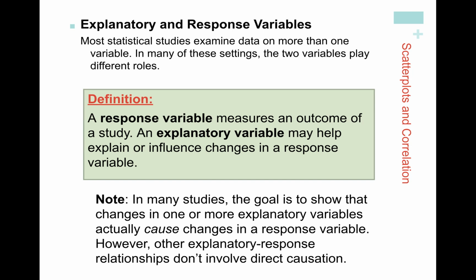Okay, so in many studies, the goal is to show that changes in one or more explanatory variables actually cause changes in the response. So if the study is designed to create a causal link between the explanatory and the response variable, then it's a randomized experiment, okay? But a great deal of the time, you're going to get data that is only from an observational study, and so you cannot even imply that there's a causal link between the x and the y variable. So be very careful with that, especially on your assessments and on the AP exam.